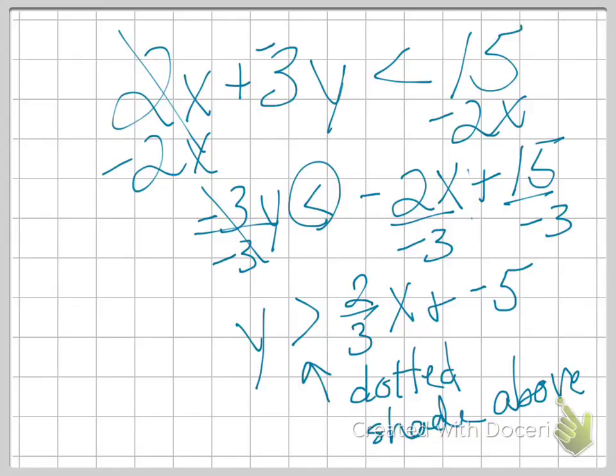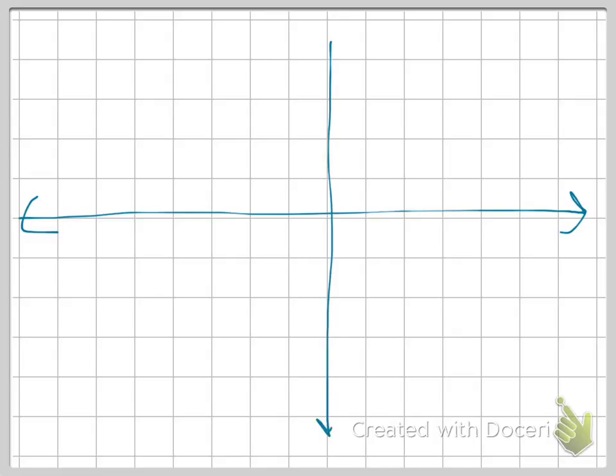What do you mean shade above? Like, color everything above the line. Okay. So, 1, 2, 3. There's my y-intercept. My slope is 2/3. So up 2 over 3. Up 2 over 3. All right. And there's my line.